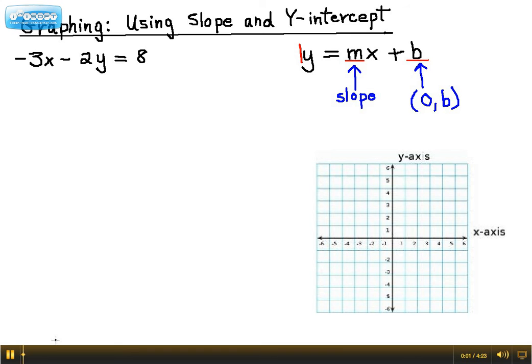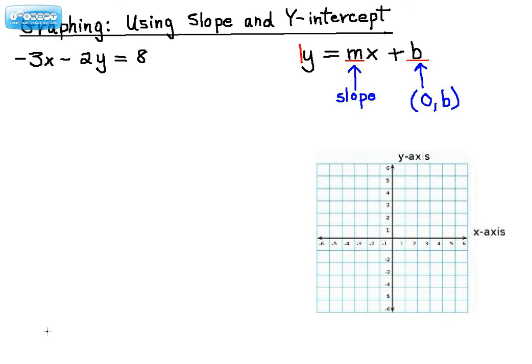Graphing using the slope and y-intercept. As you can see here, I have an equation and I have the graph of a coordinate plane. Whenever your equation is in the form y equals mx plus b with an understood 1 in front of y, your slope is the m, the number that's in front of x, and your b is the y in the y-intercept. Remember that in the y-intercept, the x is always 0.